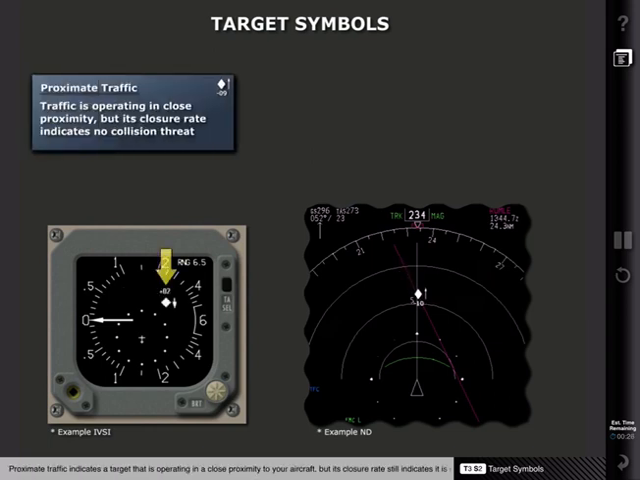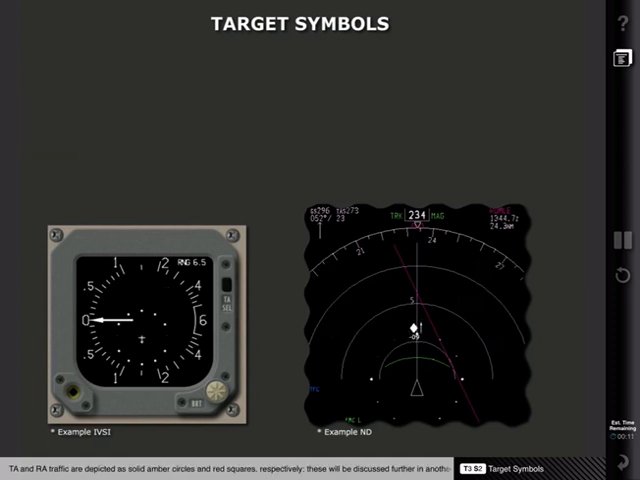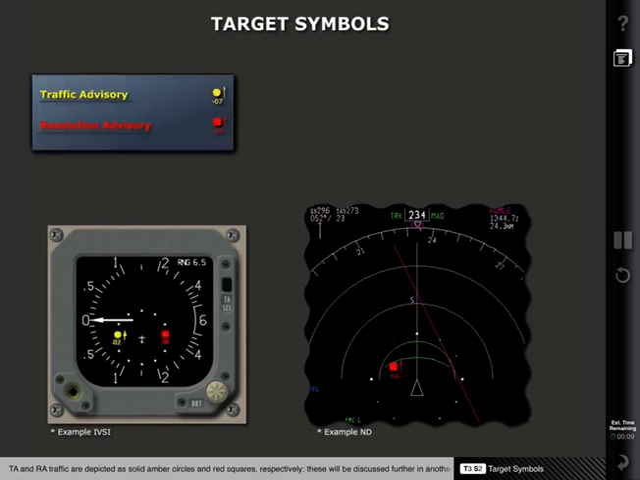Proximate traffic indicates a target that is operating in close proximity to your aircraft, but its closure rate still indicates it is not a collision threat. It is displayed as a solid white or cyan diamond. TA and RA traffic are depicted as solid amber circles and red squares, respectively. These will be discussed further in another topic.